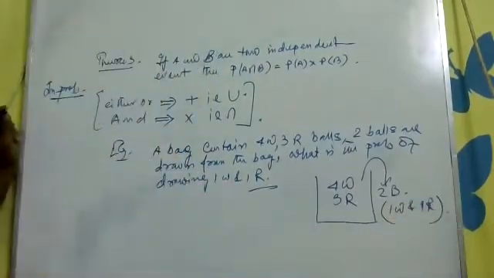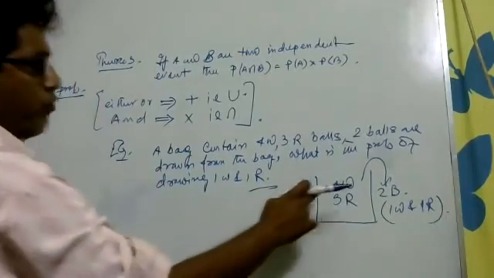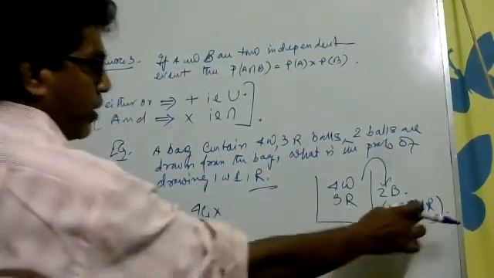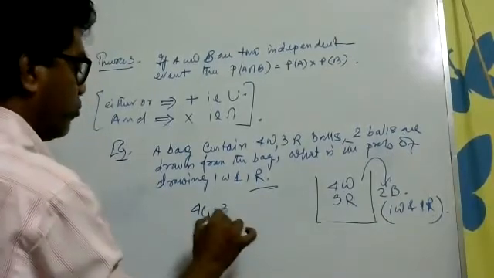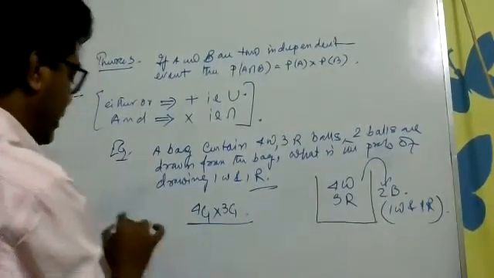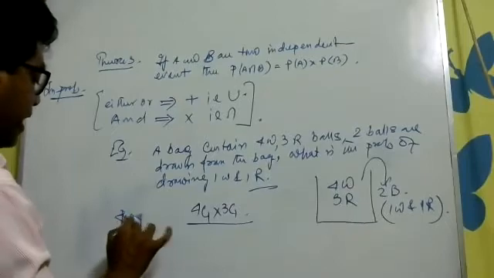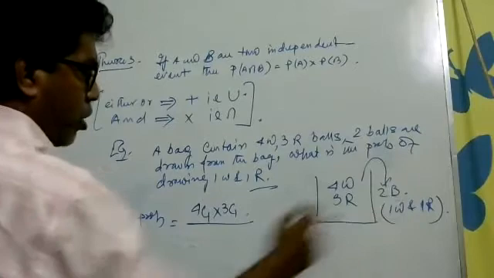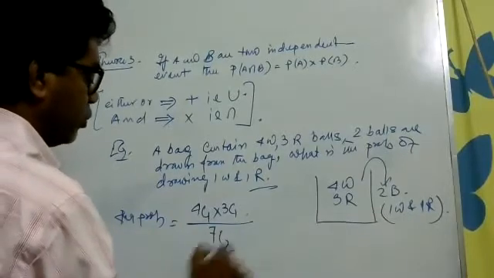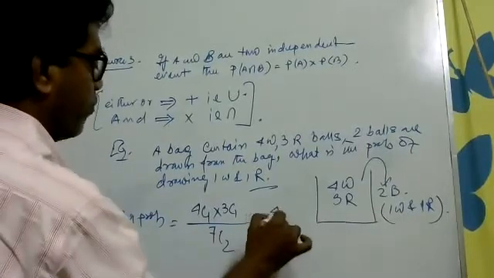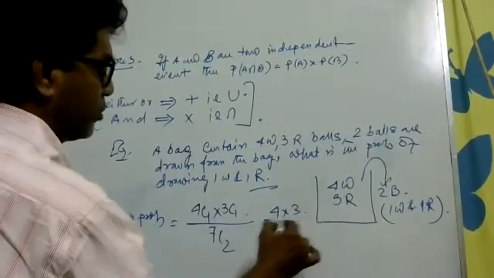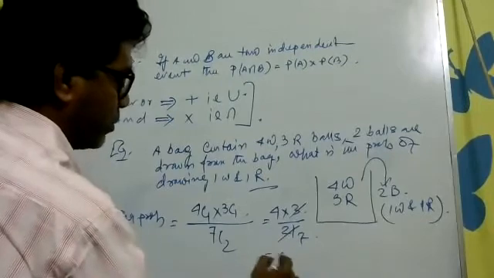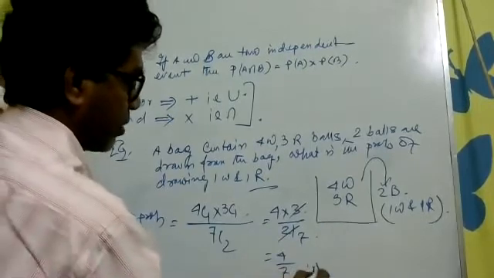That is the sum. 1 white ball can be drawn out of 4 white balls in 4C1 ways, into 1 red ball can be drawn out of 3 red balls in 3C1 ways. That is the favorable cases. So required probability is that upon, out of 7 balls I have to draw 2 balls, that means 7C2. The value of 4C1 is 4, 3C1 means 3, 7C2 is equal to 21. These will be cancelled. That means 4 by 7 is my answer.